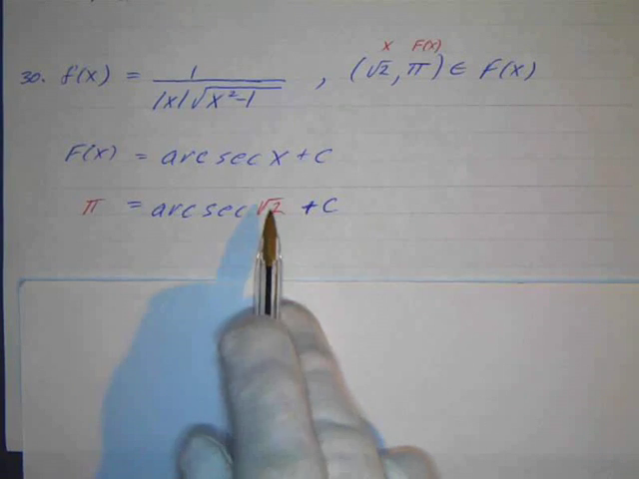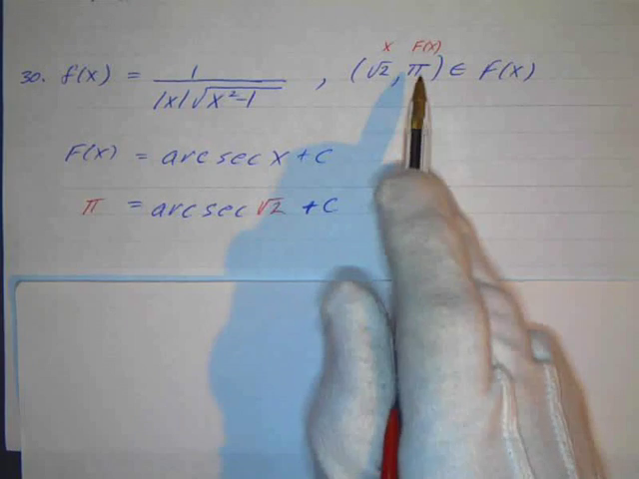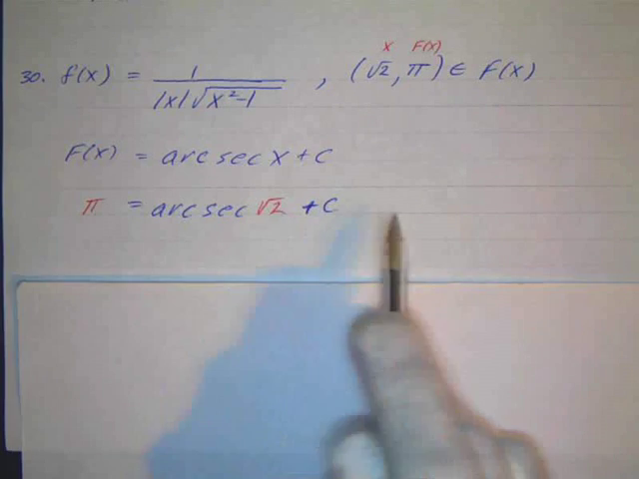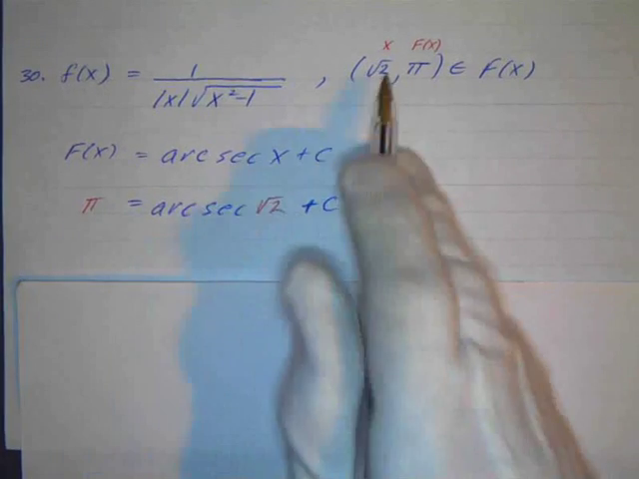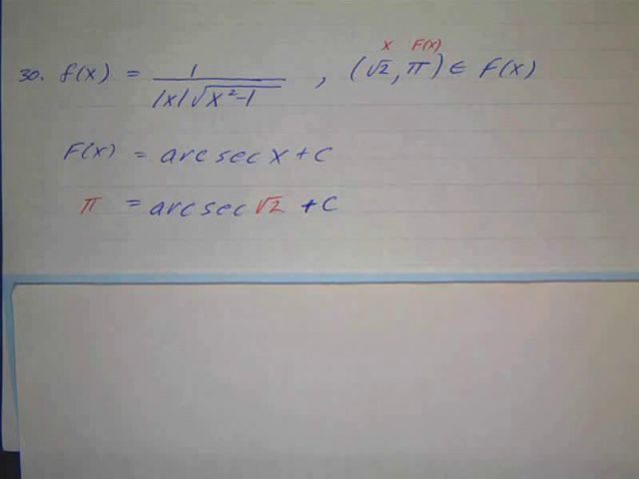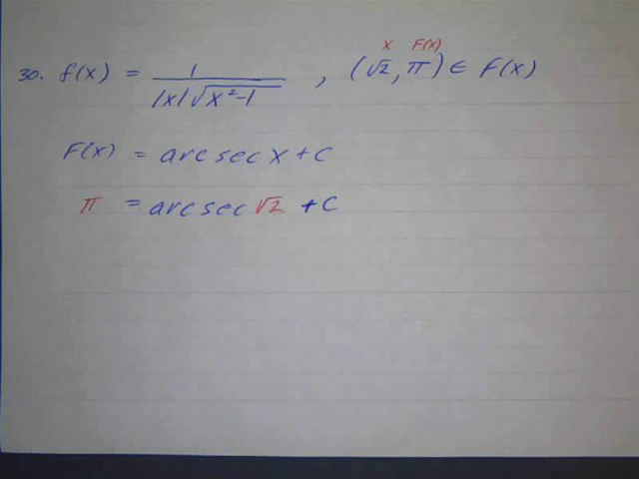of, or pi equals the arc secant of x, which is the square root of 2, plus c. So we know that this is true for these values. Okay, what's the arc secant of the square root of 2? So this might be a trigonometry issue. So let's go over on the side and take a look at this.